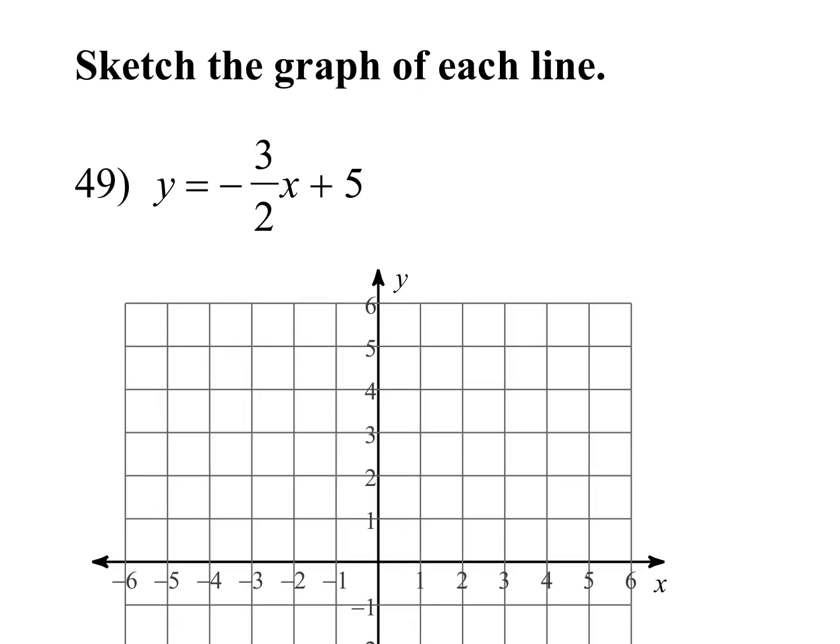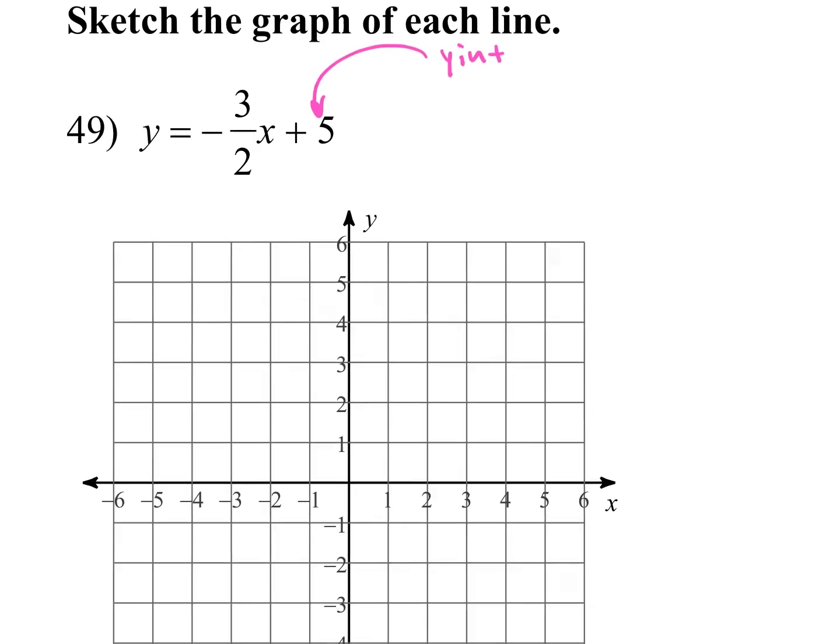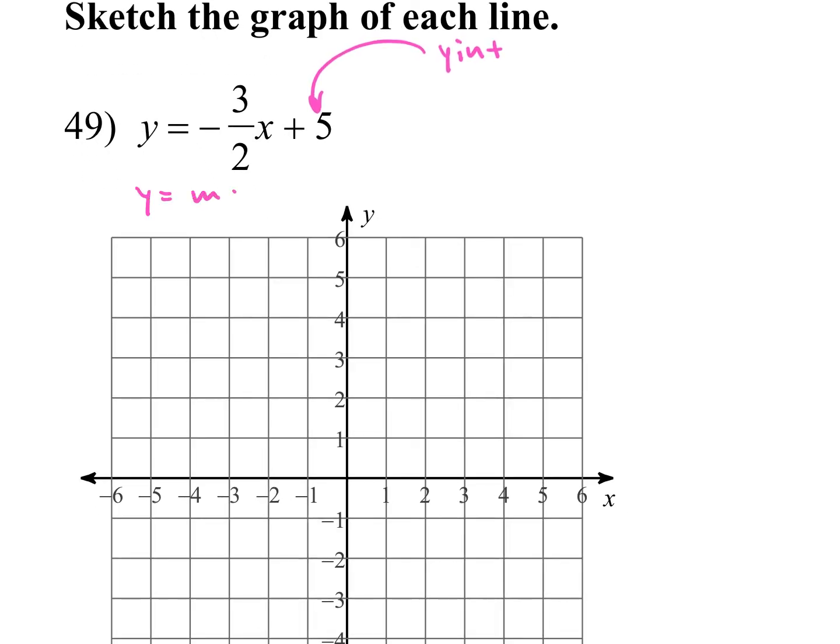So we want to start by sketching our y-intercept. What's our y-intercept here? 5. It's always whatever's the plus. Remember, it's y equals mx plus b. So your b is your y-intercept. So first thing we're going to do is put a point at 5 on the y-axis.